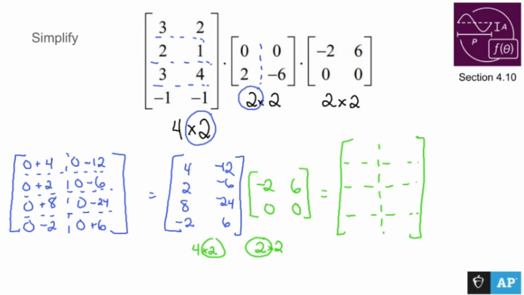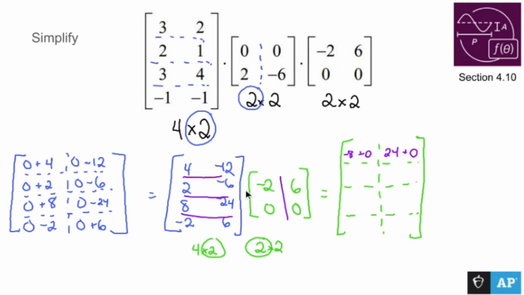You split the first matrix up by rows, the second matrix up by columns, and then you do exactly what we did up here. 4 times -2 is -8. -12 times 0 is 0. Okay, first row, second column. 4 times 6 is 24. -12 times 0 is 0.